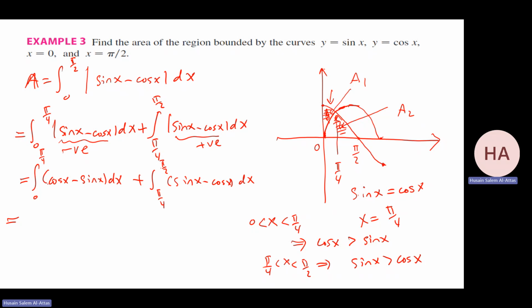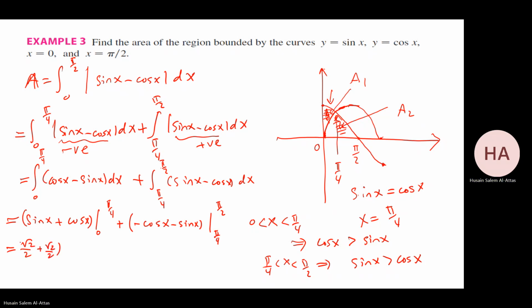Integral, that will be sine x plus cosine x from 0 to pi over 4, plus, what is this? This is minus cosine x minus sine x from pi over 4 to pi over 2. Okay, sine pi over 4, that is square root of 2 over 2, plus square root of 2 over 2, minus what? Sine 0, which is 0, minus 1.